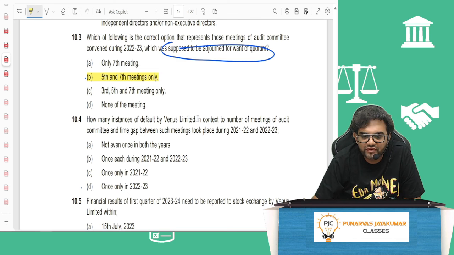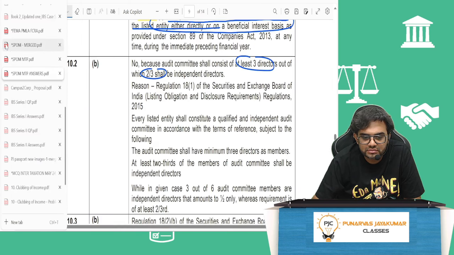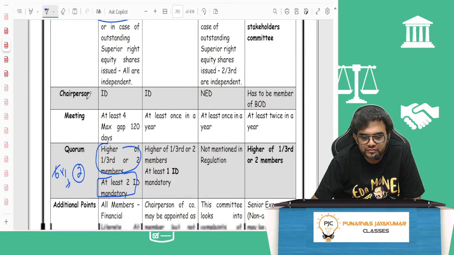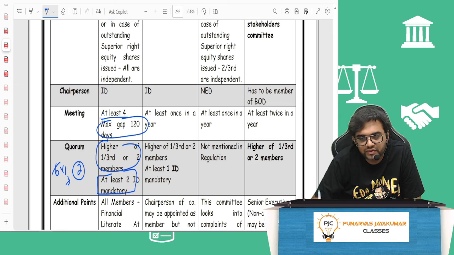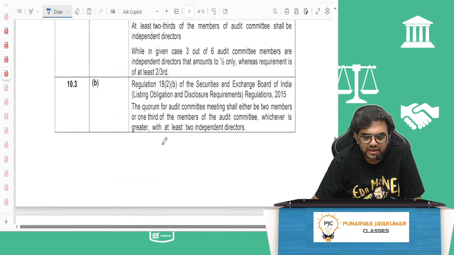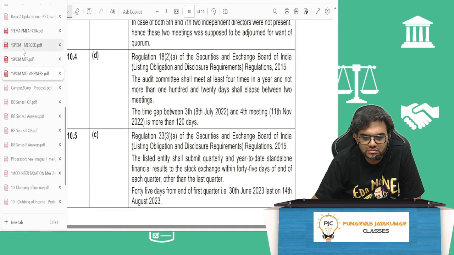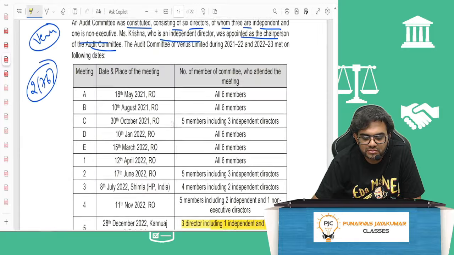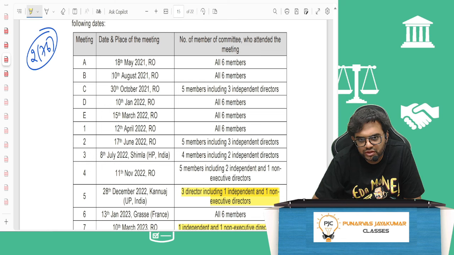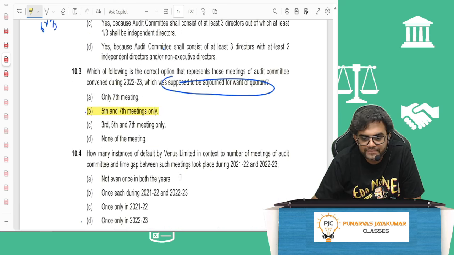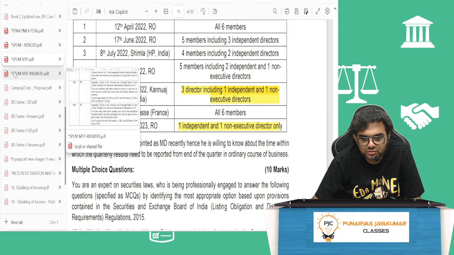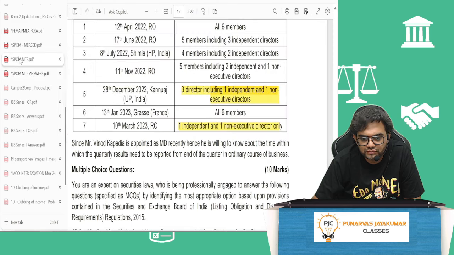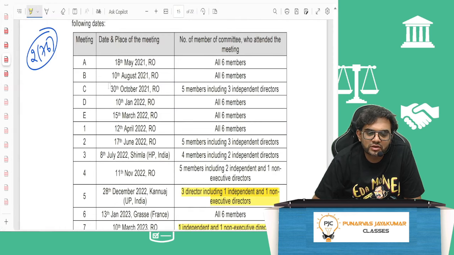How many instances of default, in the context of number of meetings of audit committee and time gap between such meetings, took place? So at least 4 meetings should happen in a year, with a maximum gap of 120 days. You should see this: May, June, July, August within 120 days. August, September, October, November within 120 days.